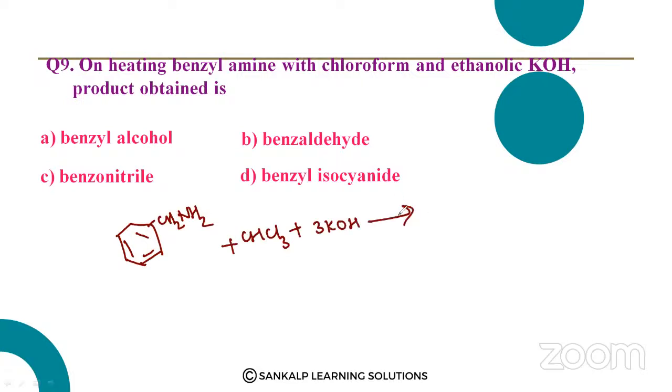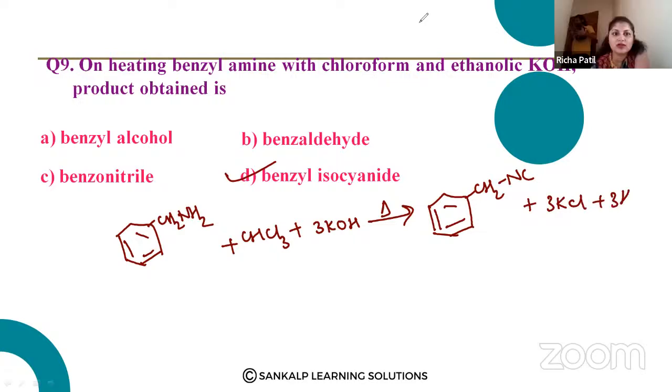What will you yield? Yes, correct. It is benzyl isocyanide, so it is C6H5CH2NC. This is the product obtained, along with 3 KCl plus 3 H2O, right? So this is the correct answer. Good. So we'll go for the next question.